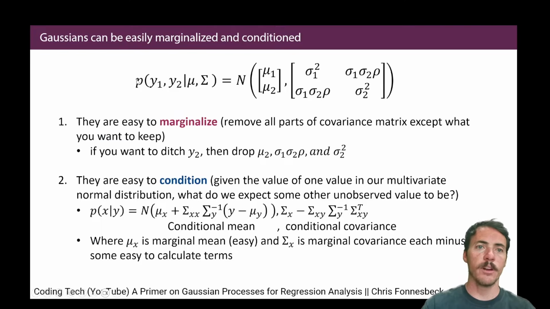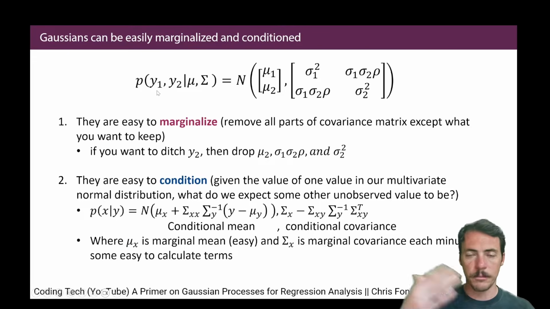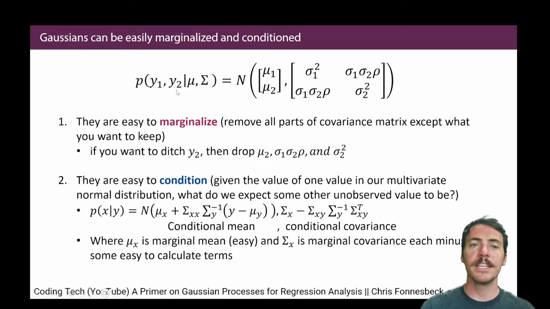Mathematically, it looks like this. Forgive the messiness, right? But you've got your probability of some sort of outcomes like y1 and y2 given a mean and your covariance matrix. That's that capital sigma, right? So this then would be equal to you're drawing from a normal where you know what the means are, and then here's your covariance matrix. So that's the mathy explanation of this.